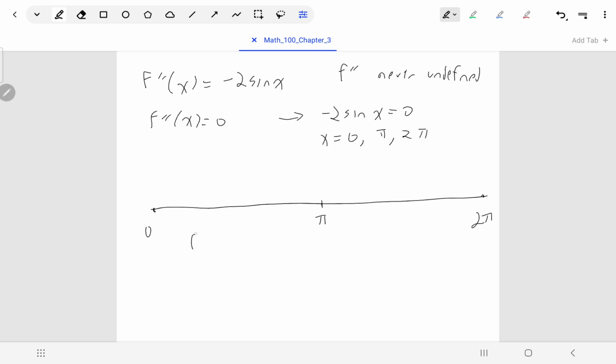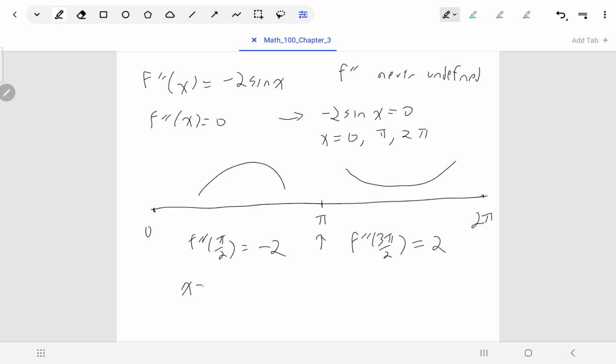So between 0 and pi, I'll pick pi over 2. And I find for my second derivative at pi over 2, I would have negative 2 sine pi over 2, which is negative 2 times 1. So we should be concave down. And between pi and 2 pi, I would choose 3 pi over 2. And for that, sine is negative 1, so we'd have negative 2 times negative 1, which is positive 2. So we are concave upwards. So definitely we're going to have a point of inflection when x is equal to pi.